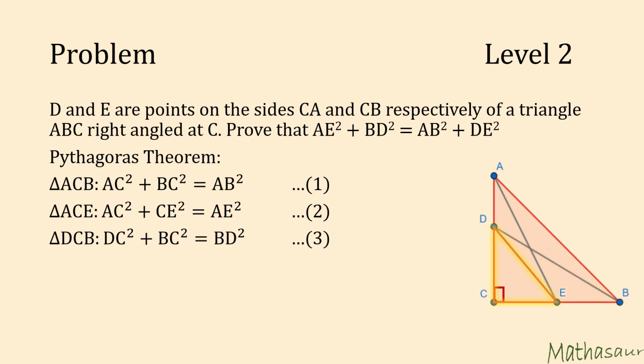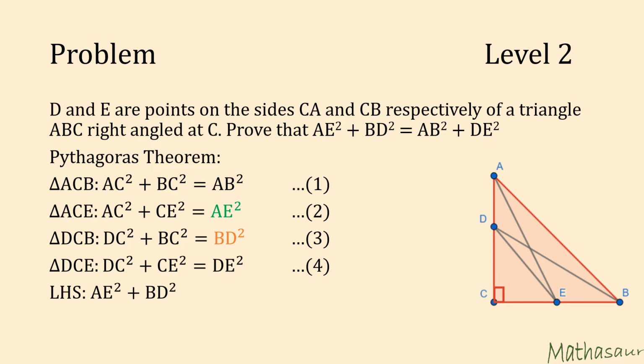And another side that we want is DE. So let us apply the Pythagoras theorem to triangle DCE. So DC square plus CE square is equal to DE square. Let us call these statements 1, 2, 3 and 4.